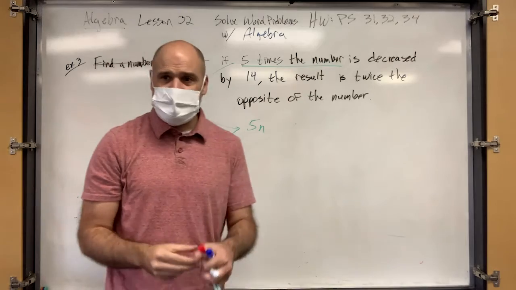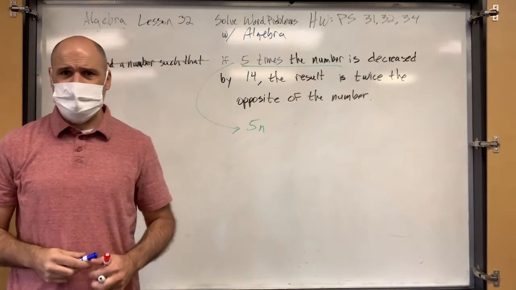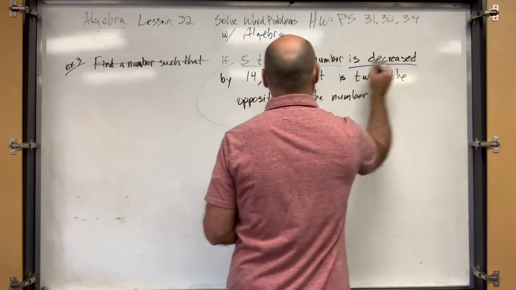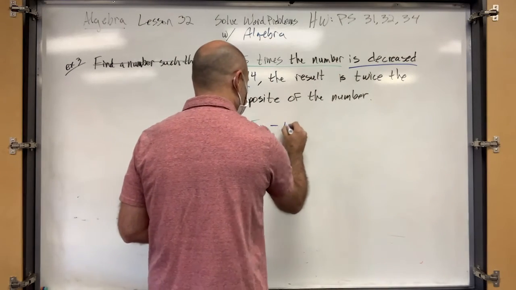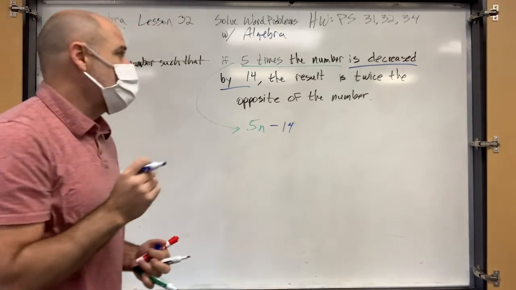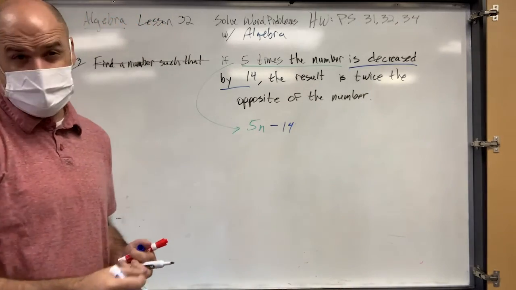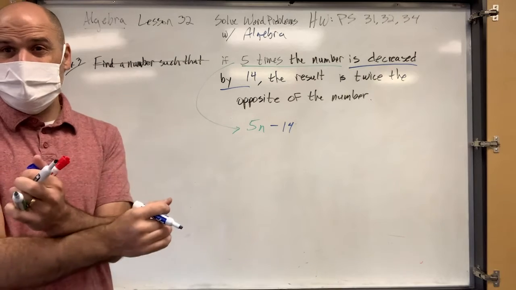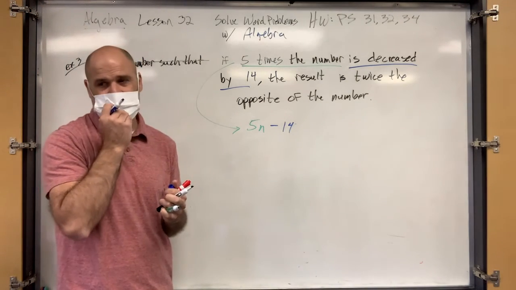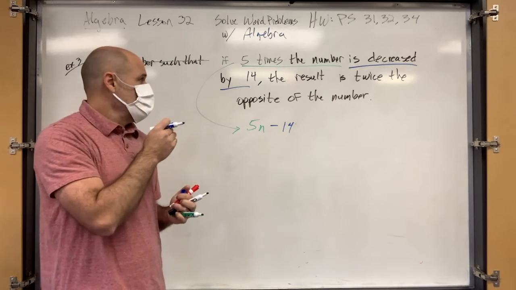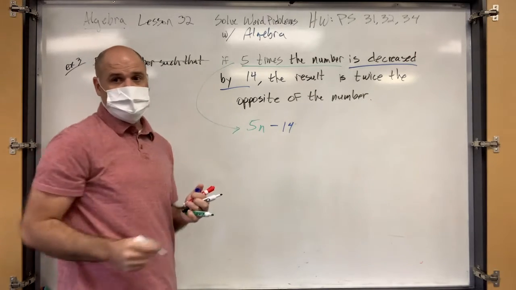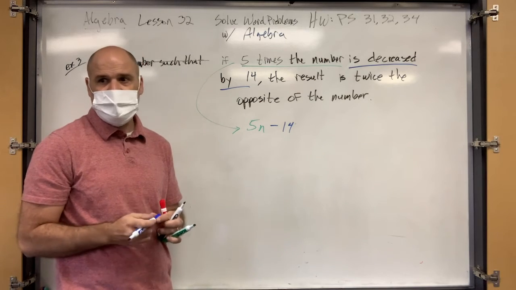Is decreased by. How do you say "is decreased by"? Subtraction. So "is decreased by 14" is just minus 14. You don't have to switch the order. If I said 5 times a number less than 14, then you switch the order. But really the only phrase you have to watch out for is "less than." If it's just "is decreased by," that's just a straight subtraction problem. Can you remember that?